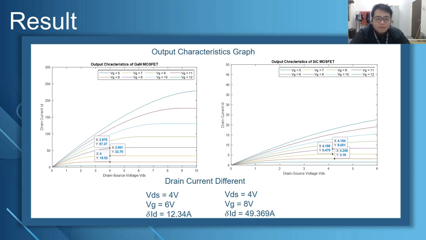And besides that, we make a further comparison based on the graph. At VDS equal to 4 volts and gate voltage of 6, we can see that the difference between these two MOSFET materials is about 12.34 amperes. While at the same VDS and with gate voltage equal to 8, the difference between these two MOSFETs is about 49.369 amperes.